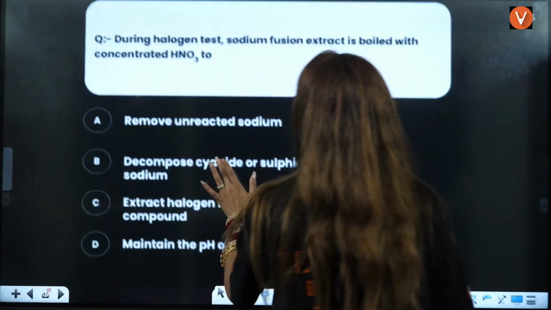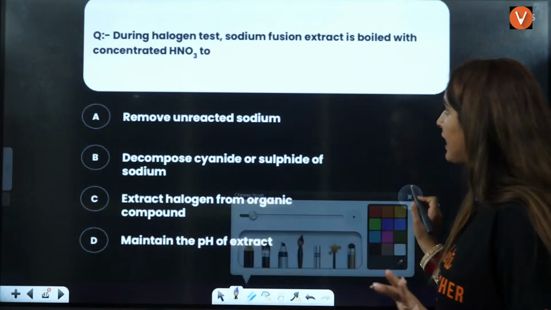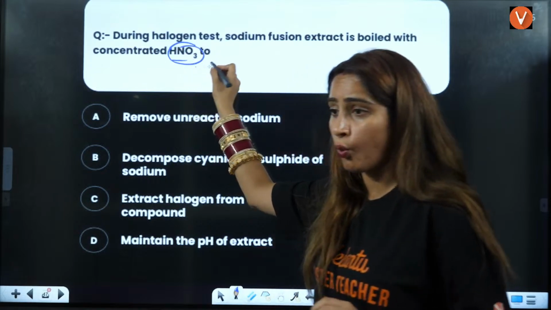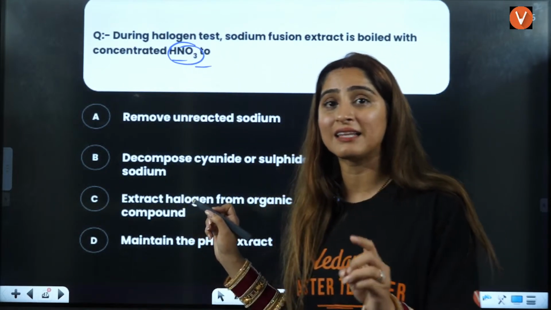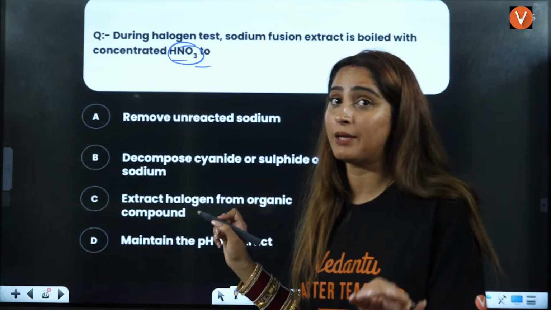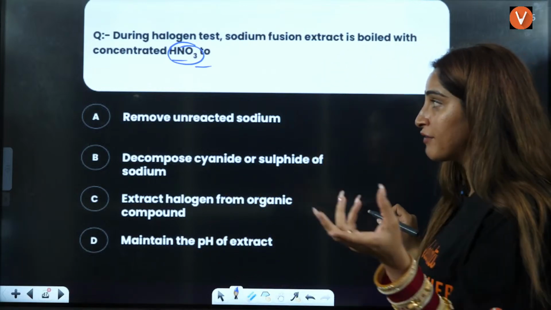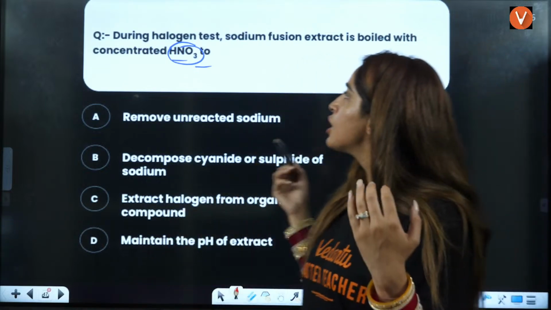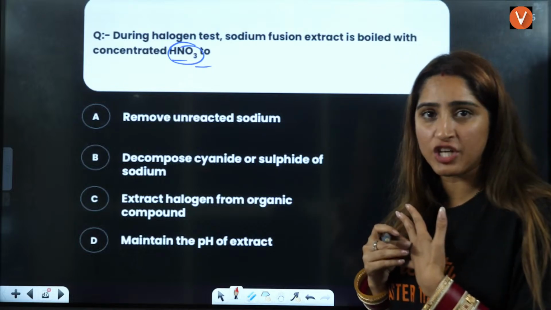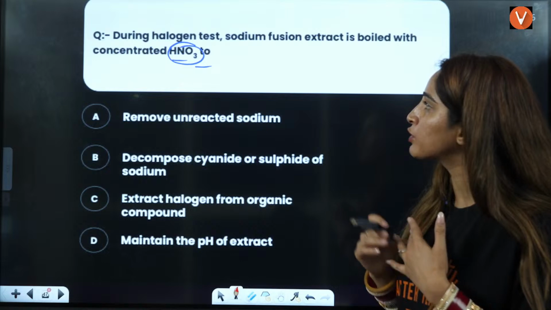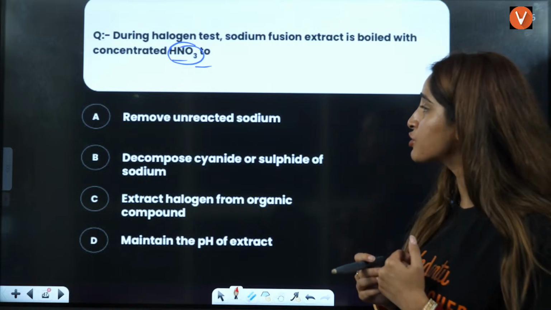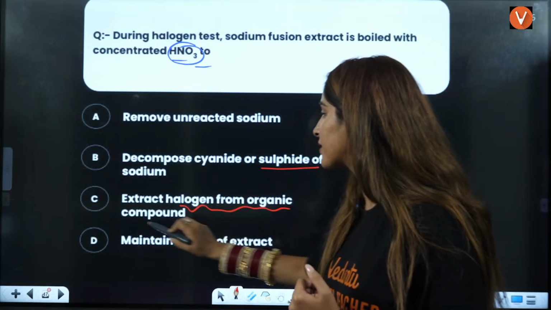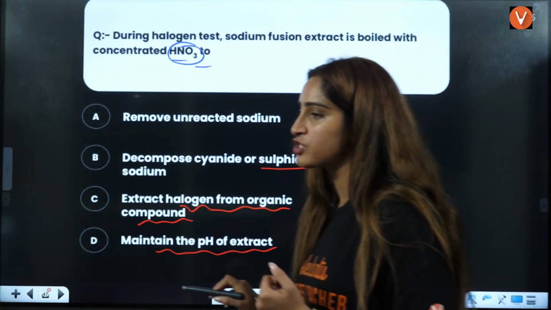Next question is about the halogen test. Sodium fusion extract is boiled with concentrated HNO3. This question was exactly there in your JEE attempt 1, January 2025. They asked 2 questions from Lassaigne's test. So during the halogen test, basically the AgNO3 test, sodium fusion extract is boiled with concentrated HNO3 to remove unreacted sodium, decompose cyanide or sulfide of sodium, extract halogen from the organic compound, or maintain the pH of the extract.